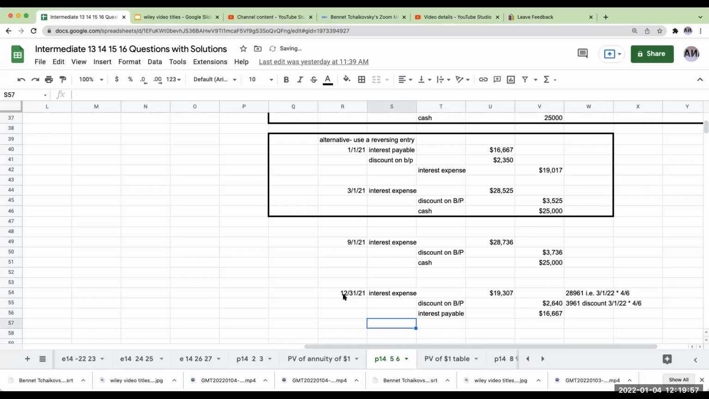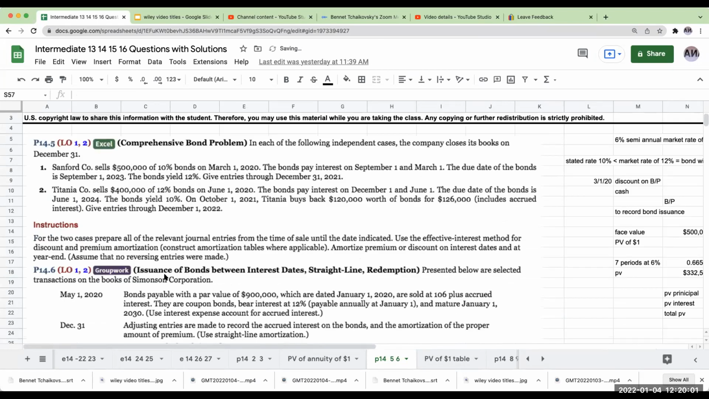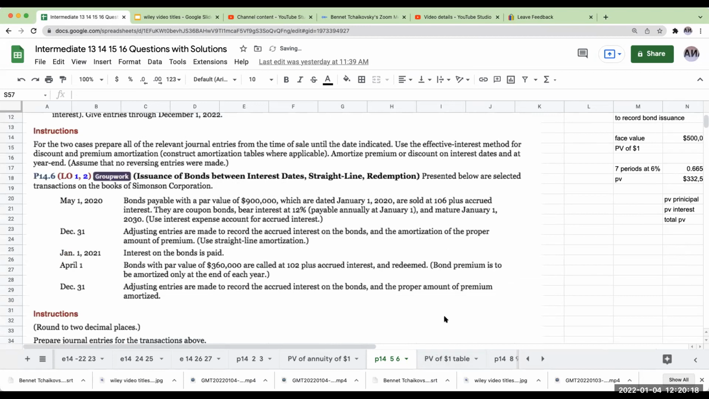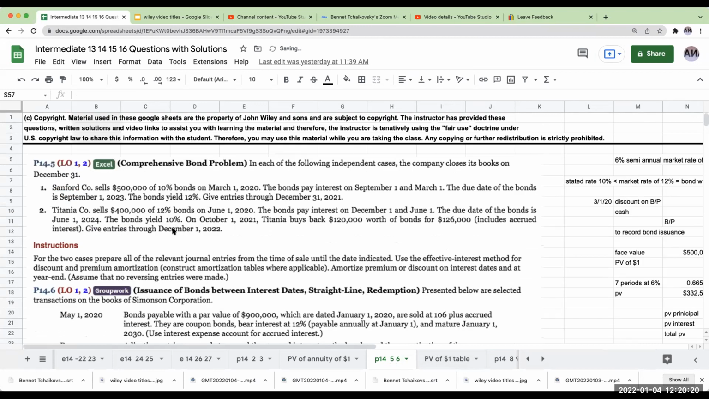Okay, so I missed out. I didn't put in the journal entry descriptions. We know what we'd have to do there. So until the date indicated. Bonds pay interest on September 1st and March 1st. The due date of the bonds is September 1st, 2023. Bonds yield 12%. So we've gone through and done that first part of problem 14-5.